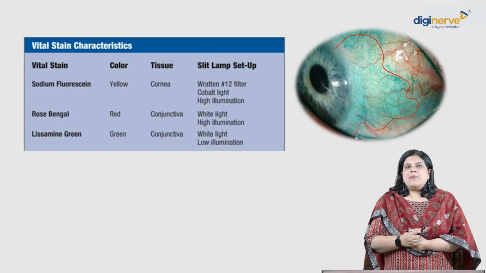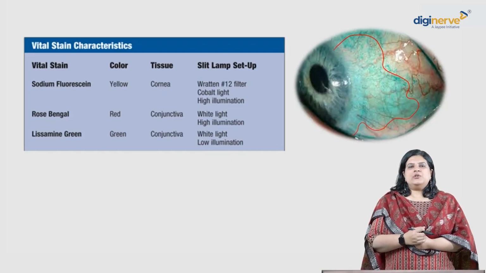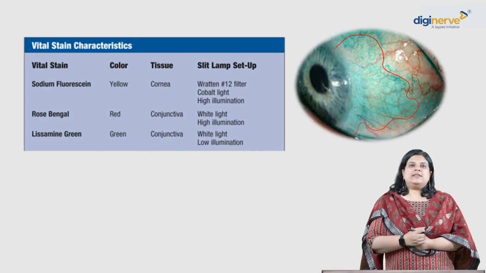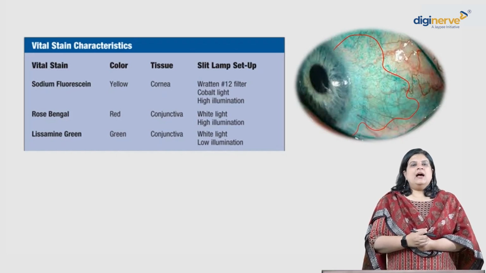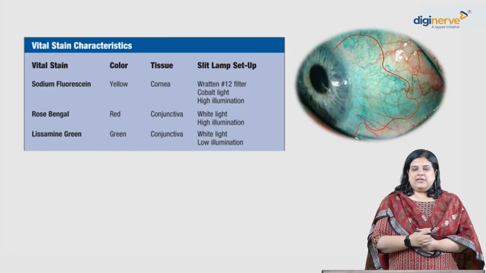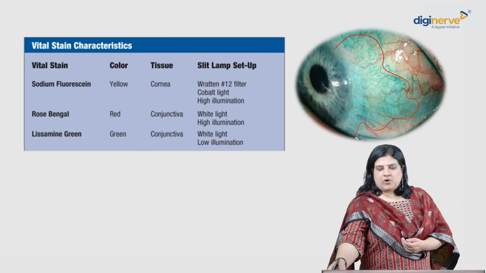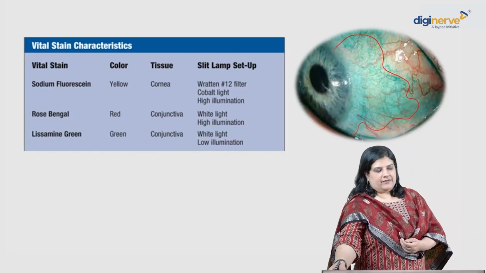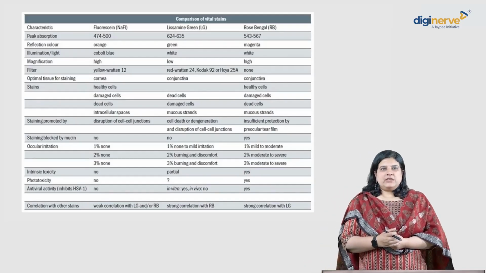But the drawback with this dye is that it really stings the patient a lot. So you have to put a local anesthetic agent before using this dye, and usually it is used after instillation of topical proparacaine eye drops to stain the conjunctiva. These are some characteristic features of these three dyes.